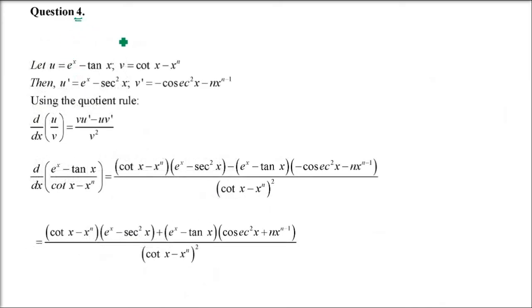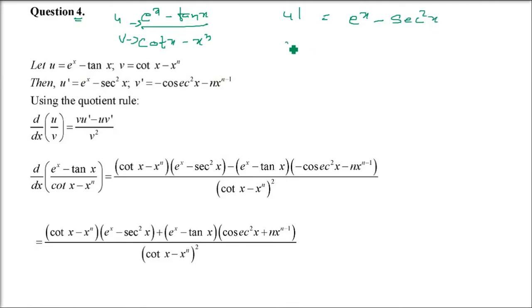Question number 4 we have. Numerator we have e raised x minus tan x, and denominator we have cot x minus x raised n. Okay, so let us do the differentiation first. This is u, this is v. So u dash will be what? e raised x will be e raised x, and tan x will be sec square x, minus sec square x. Minus was already there. Then we have v dash. v dash will be: cot x is minus cosec square x, and x raised n will be n x raised n minus 1.